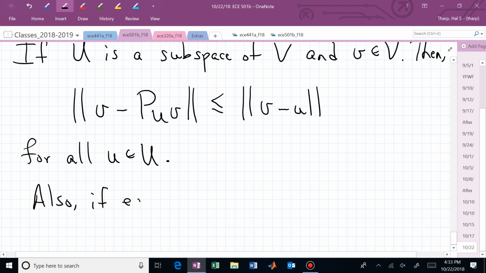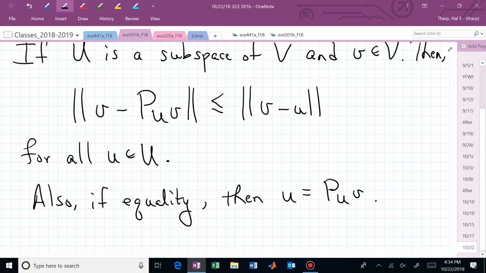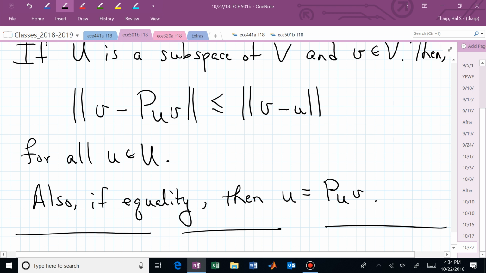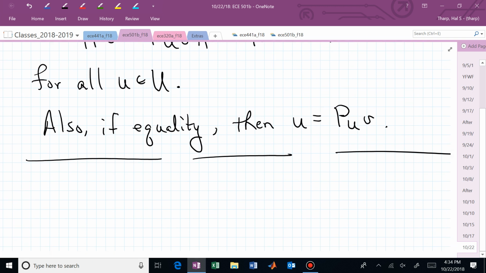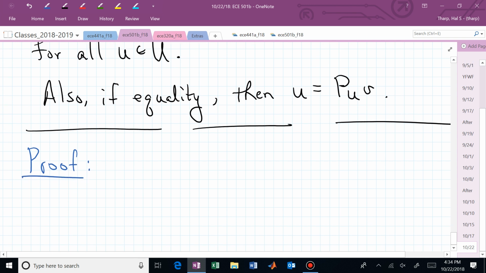If we have equality, meaning if this norm on the left is equal to the norm on the right, then in fact the u that's on the right is equal to where I'm standing. That's equal to the orthogonal projection of V onto U. That's what happens with equality. Now, let's see if we can prove this. You're probably going to start scratching your head at this proof, but it looks weird, but it's pretty straightforward.